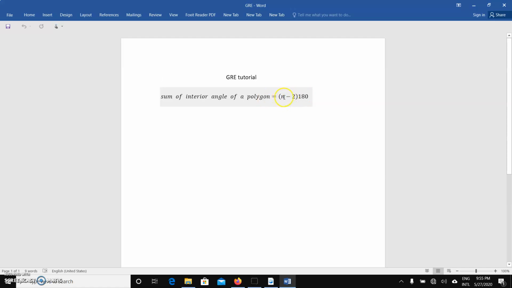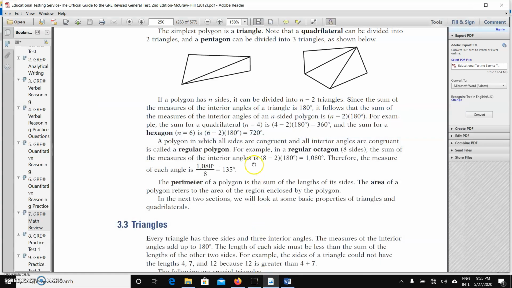If it's a three-sided polygon, n represents the number of sides, so you put 3 here. If it's, for example, 8-sided, you put 8 for n, do n minus 2, and you get your sum of the angles. Let's look at a hexagon, which is a 6-sided polygon. Put 6 into the equation: 6 minus 2, times 180, and the angle sum will be 720. That's the sum of the interior angles.